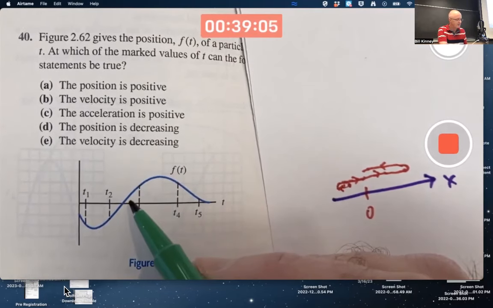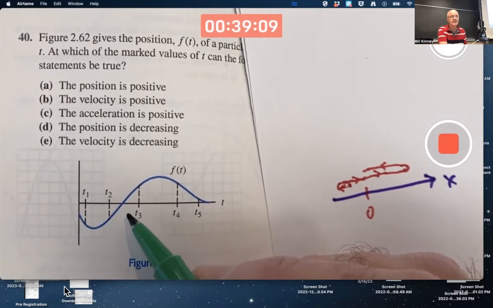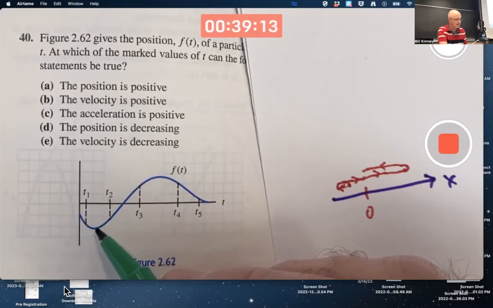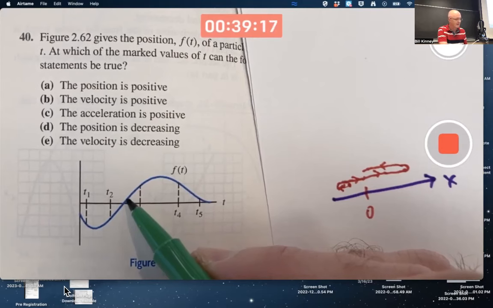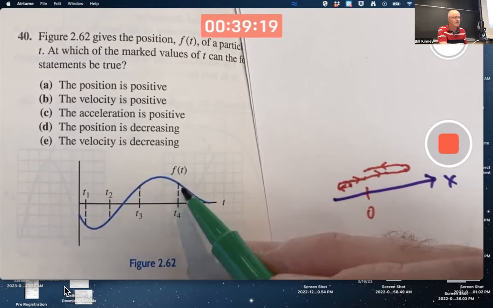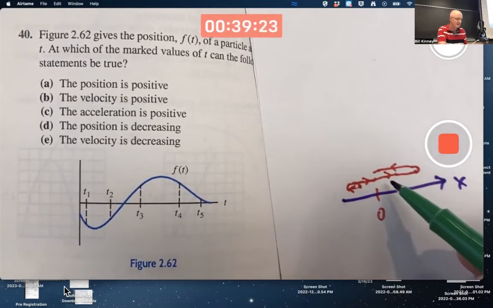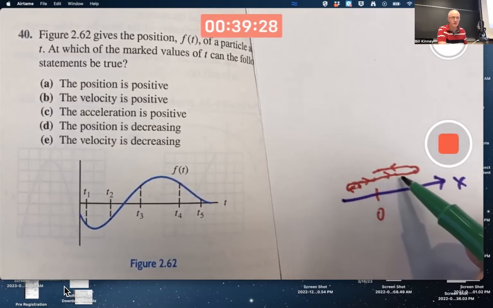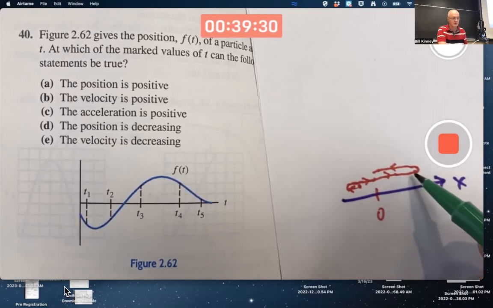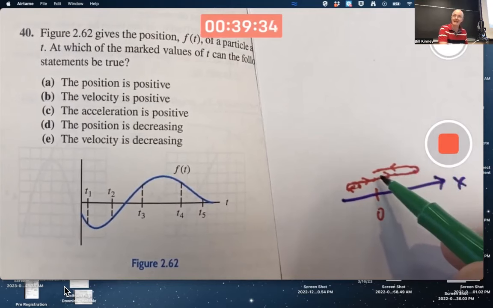Speeding up until the graph becomes concave down, right at the inflection point, right about there, which is not a marked value of T. The graph is concave up here until about there. Then the graph's concave down. That means your acceleration is negative, sometimes called a deceleration. Negative acceleration is when you're slowing down as you move to the right, as we're doing as we reach this turnaround point, or when you're speeding up as you move to the left. That's a negative acceleration.